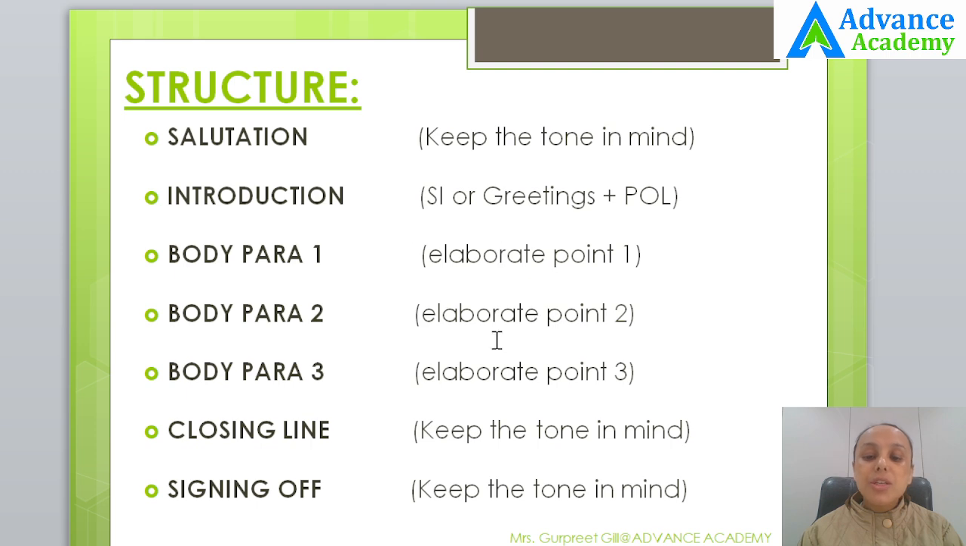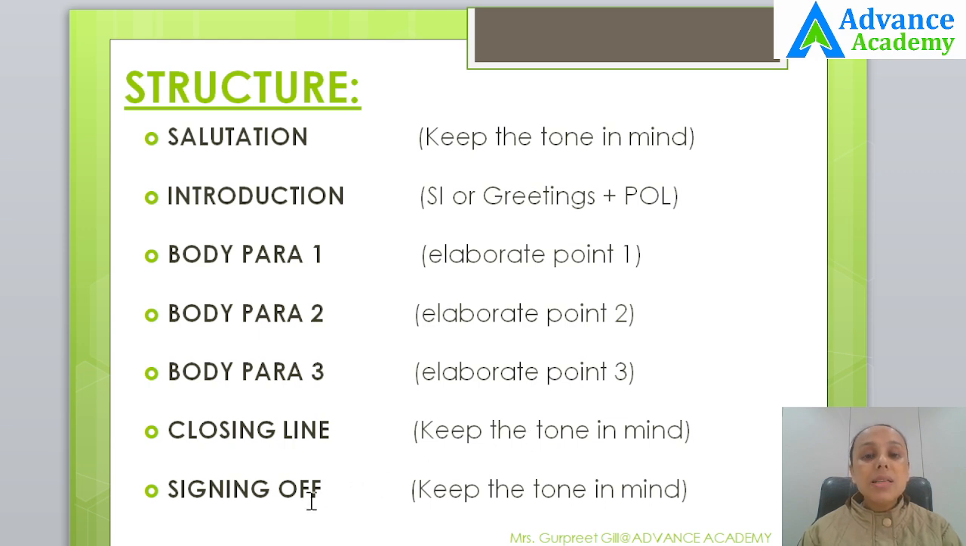After elaborating on all the 3 points given on your question paper, you leave a blank line and write a closing line over there. Even while writing the closing line, you have to keep the tone in mind: you must know whether you're writing it formally, semi-formally, or casually.